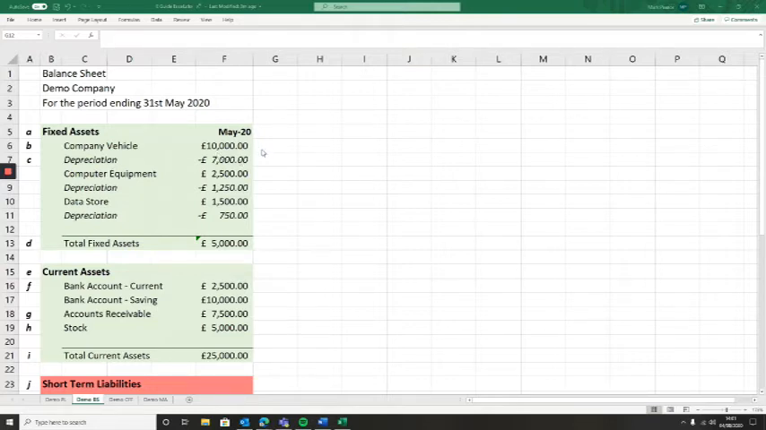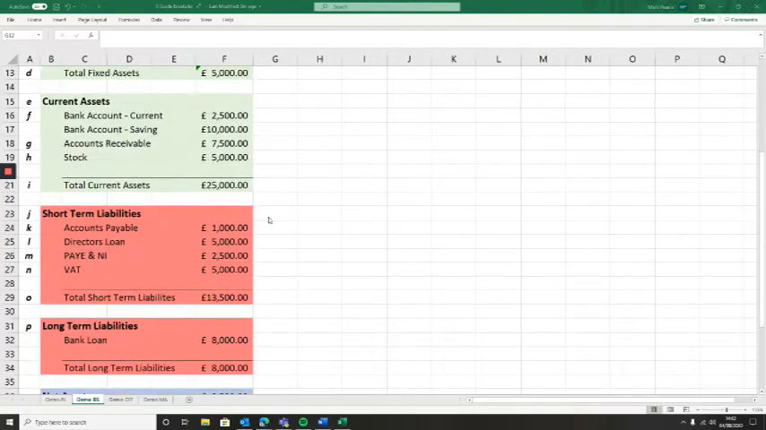Offset against this is wear and tear or depreciation. So in this example, we've bought a vehicle for £10,000, and over a period of time, we've depreciated it by £7,000 to give it a rough true market value of what you could get if you sold it of £3,000. The same with computer equipment. There's £1,250 we think we should be able to get for it, and £750 for the data store. So if you add all of these together, you get £5,000, and that's the fixed assets, which are physical items your company owns.